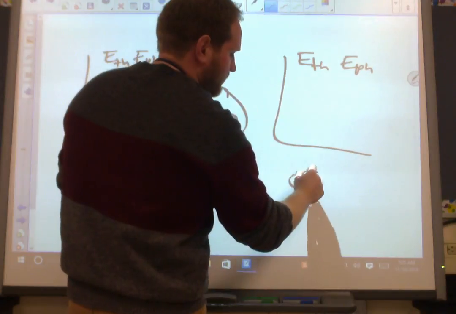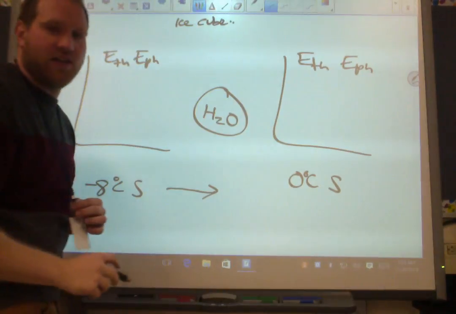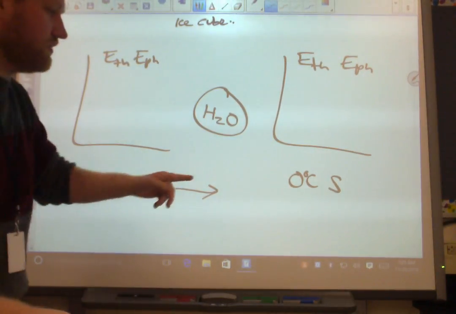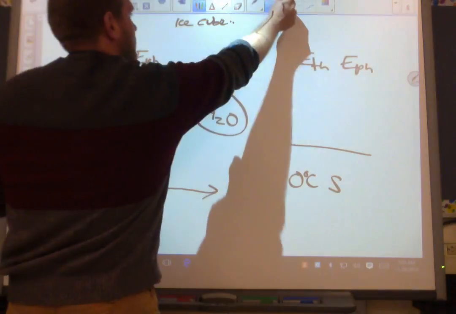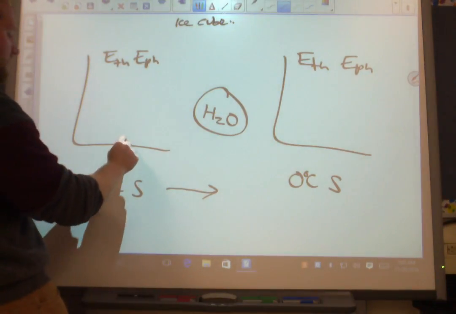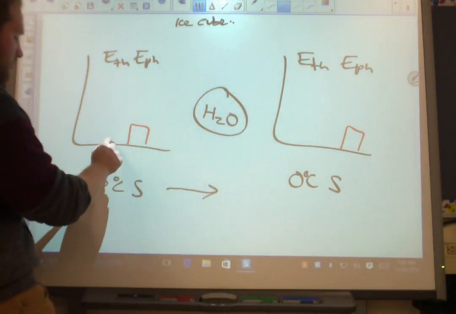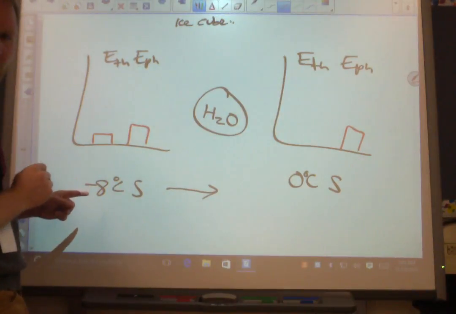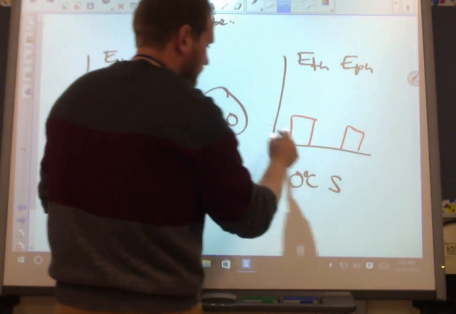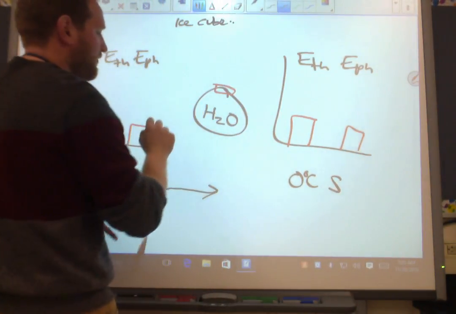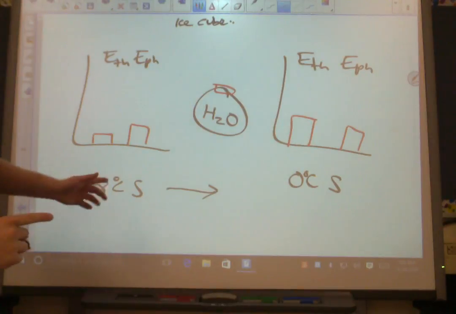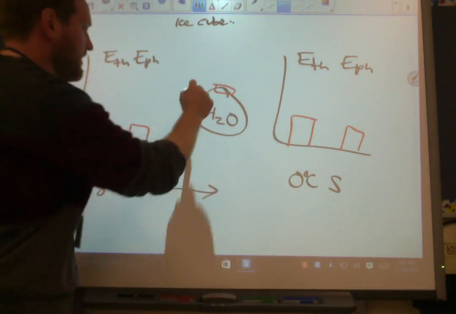The first thing it's going to do is warm up to 0 degrees Celsius solid. It's not going to start melting until it hits 0. We want to show that. All right, -8 Celsius solid. So solid is 1 block for phase. For thermal, I'm going to give that half a block. I'm going to give this 1 block. So the difference is half a block. And is that going into the ice or out of the ice? Well, it's going in.